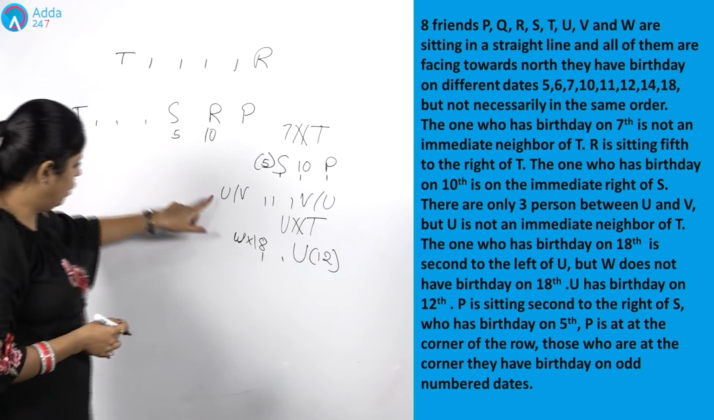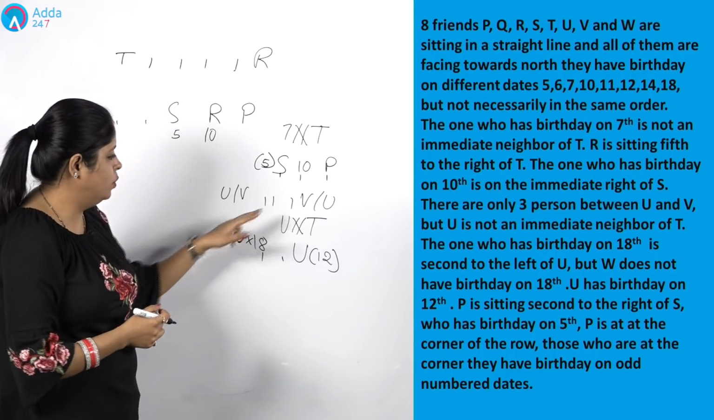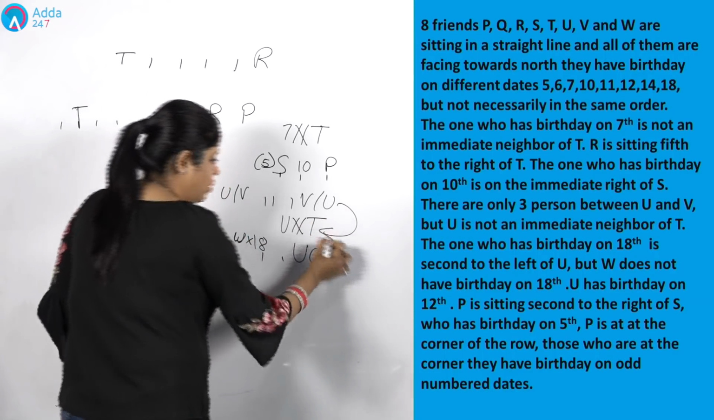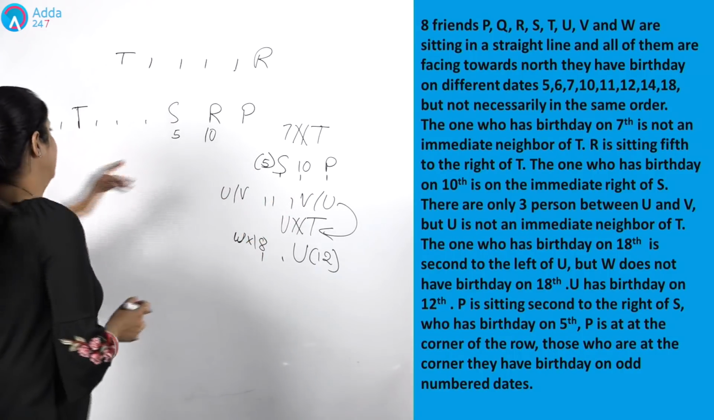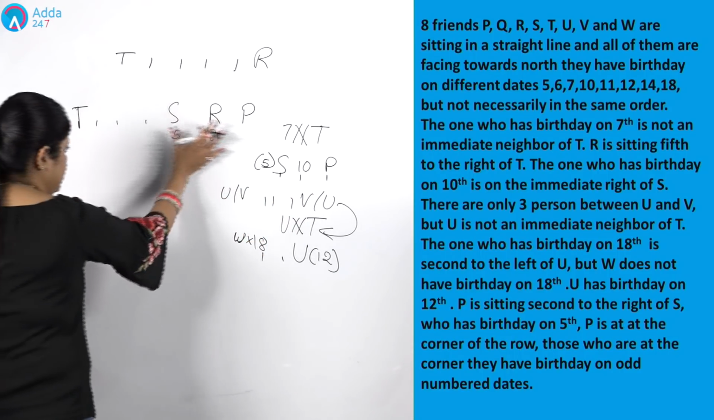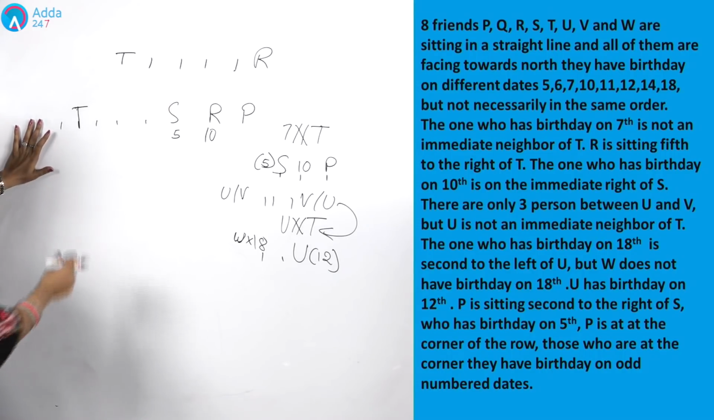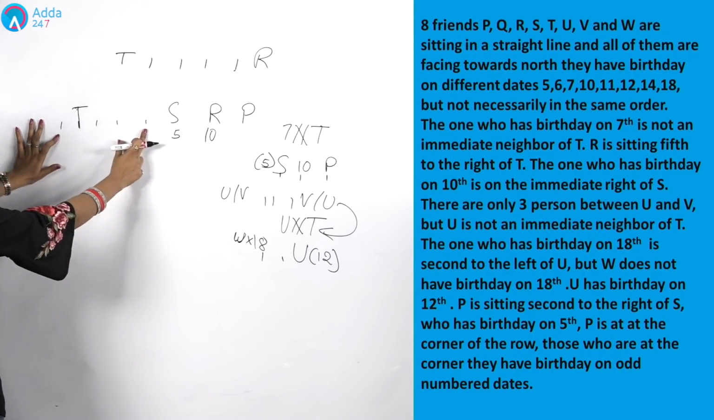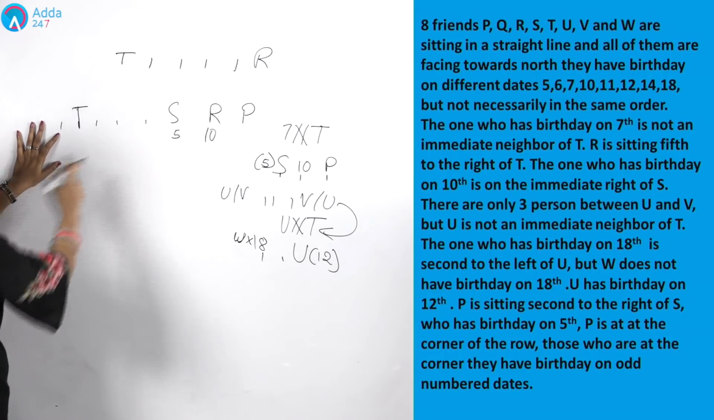But now we have one more piece of information. There is a gap of 3% between U and V. Moreover, U is not an immediate neighbor of T. We have a combination of 2 hints. Okay, let's think. All these places are occupied and I have to give a 3% gap between U and V. So 1, 2, 3. Only this is the possible case, that we will write either U or V at any of these positions and there is a gap of 3%.